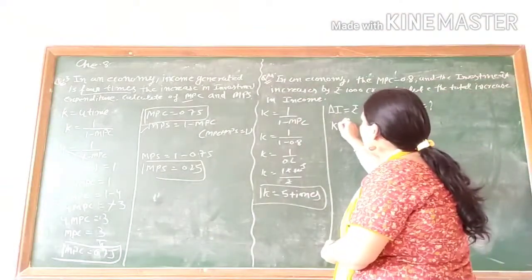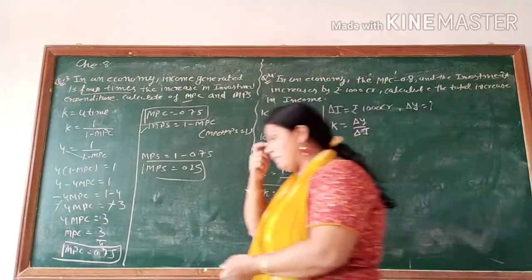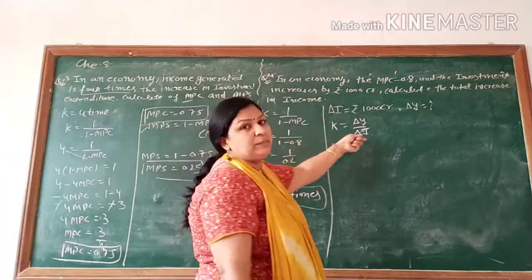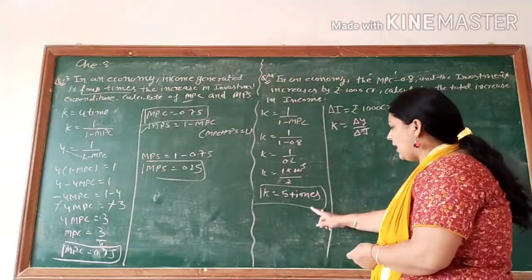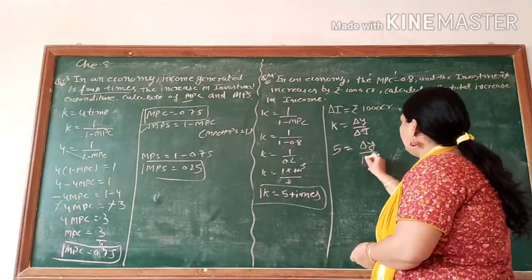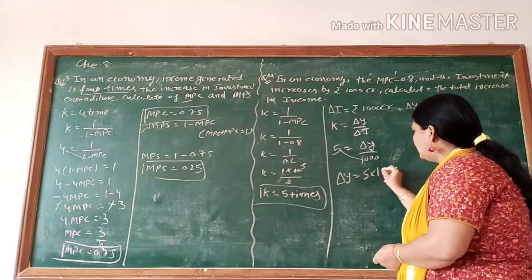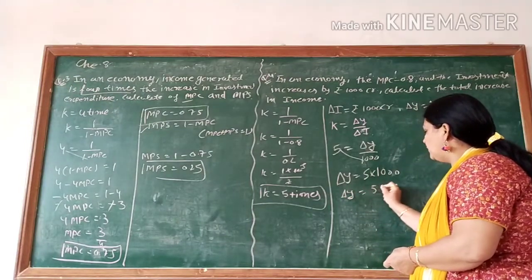Now another formula of K equal to delta Y upon delta I. As you know, K has 3 or 4 formulas, है ना? Delta Y is change in income and delta I is change in investment expenditure. This is one of the formulas of K also. Now you have the value of K, 5. Delta Y you don't know, and delta I you know, 1,000. So just cross multiply: delta Y equal to 5 into 1,000. Clear? So delta Y equal to 5,000.